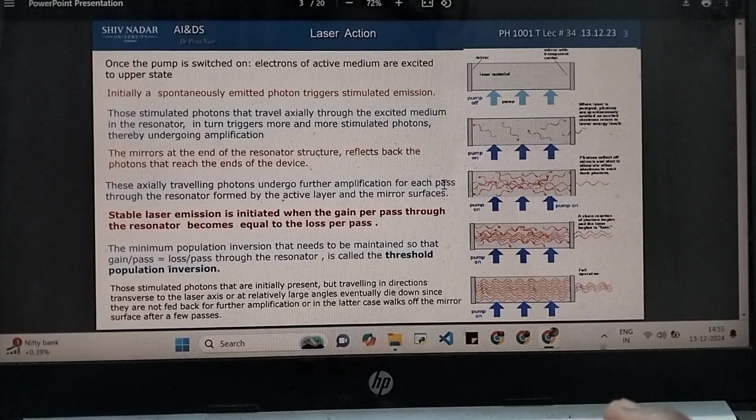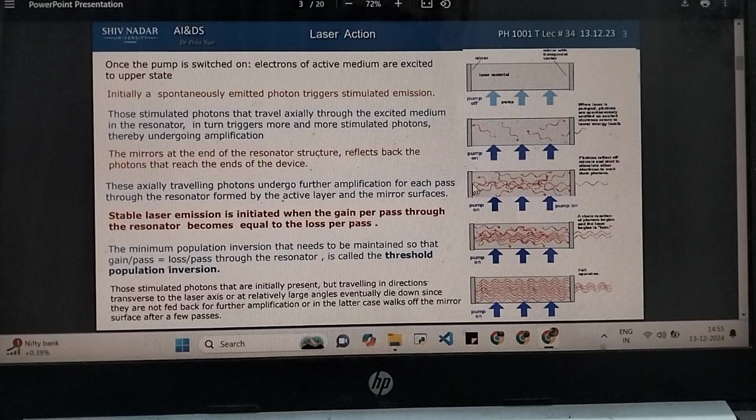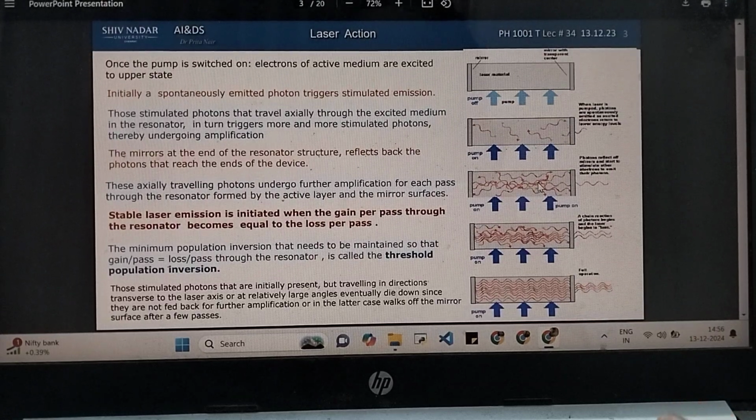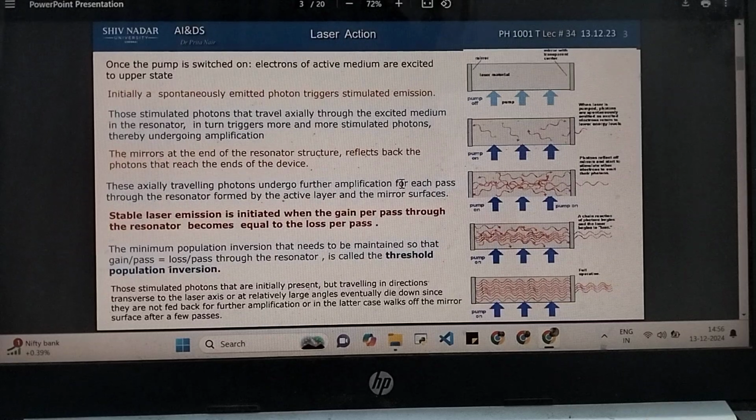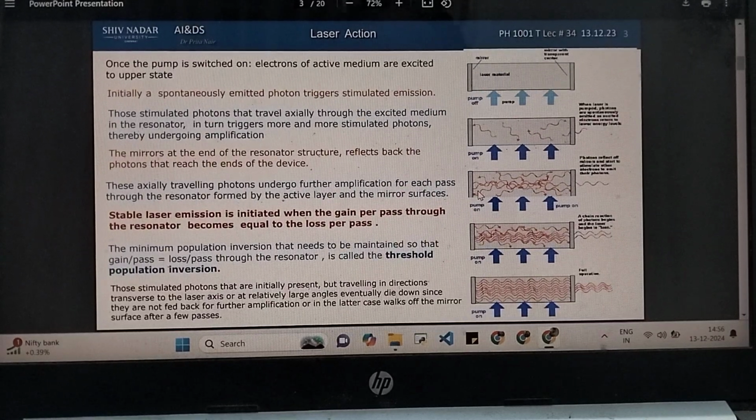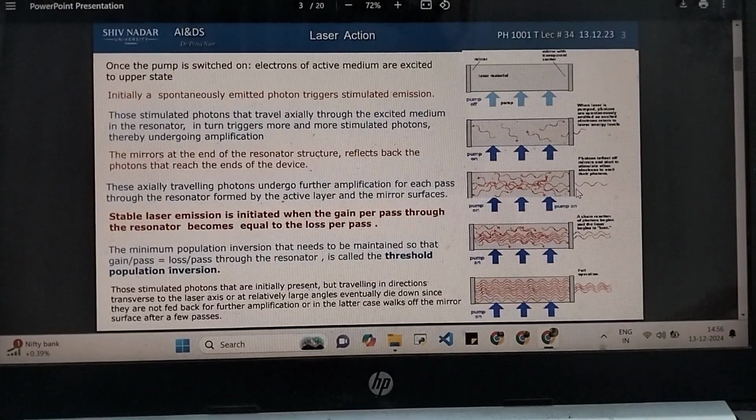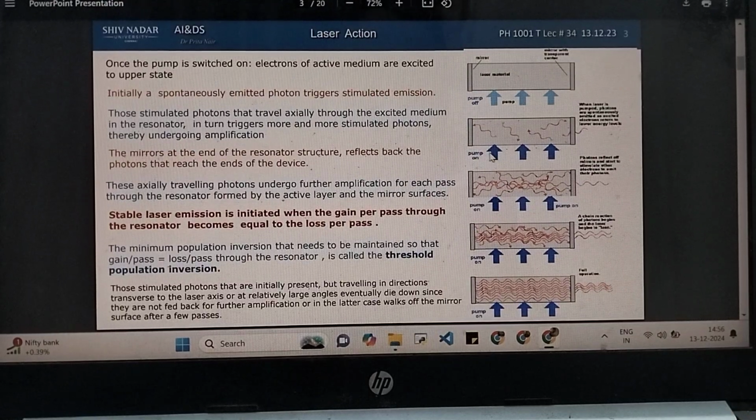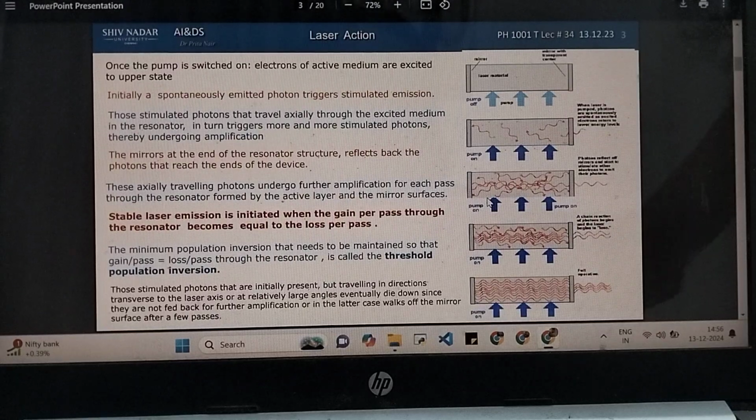What does this statement here mean? For each pass through the resonator, meaning each complete trip from left to right and back to left, or vice versa, while they are on the trip, they are going to trigger more stimulated emission. So they are joined by more photons, meaning they undergo amplification. So it is important to note that while this axial movement and repeated amplification are happening, some amount of spontaneous emission is also happening. It is not like we had some spontaneous emission at the very beginning and then it triggered stimulated emission and then spontaneous emission became zero.